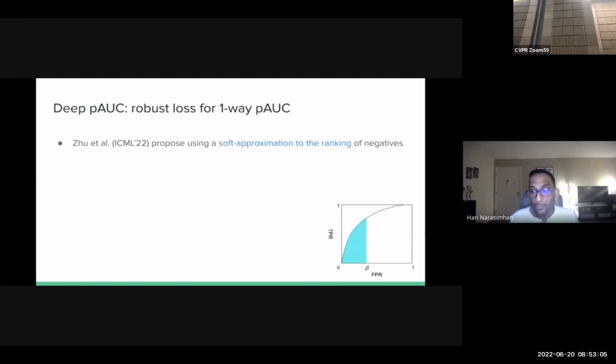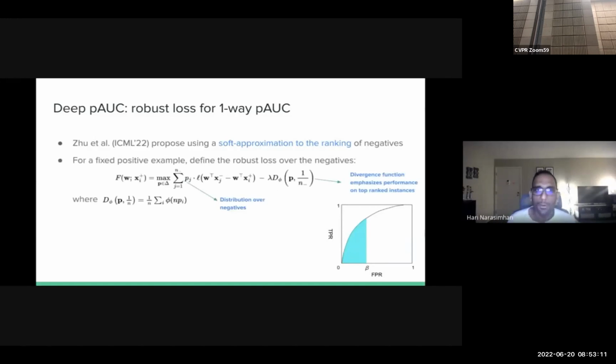And in this case, they consider a special case of one-way partial AUC where you have an upper bound on the false positive. So in their formulation, for each positive example, they associate a probability distribution over the negatives. They weight the negative losses with the distribution weights and maximize over this distribution. Now, the objective additionally includes a divergence term that measures the distance of the distribution we maximize over and the uniform distribution over all negatives.